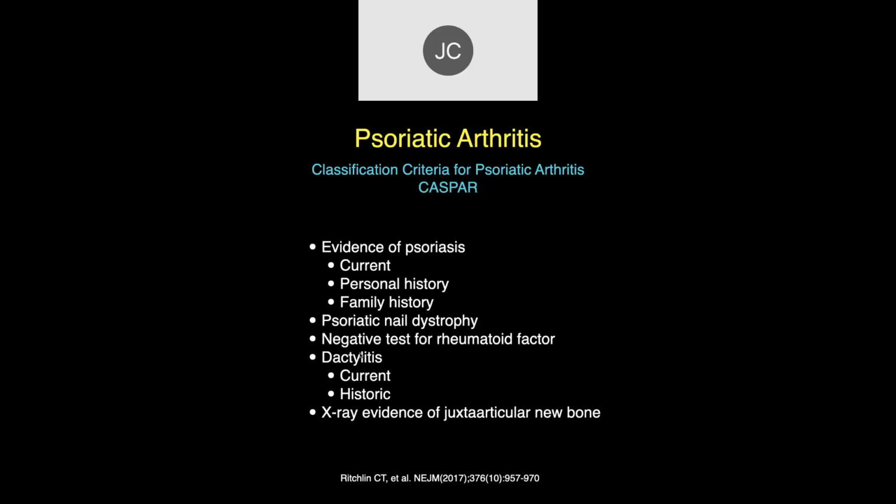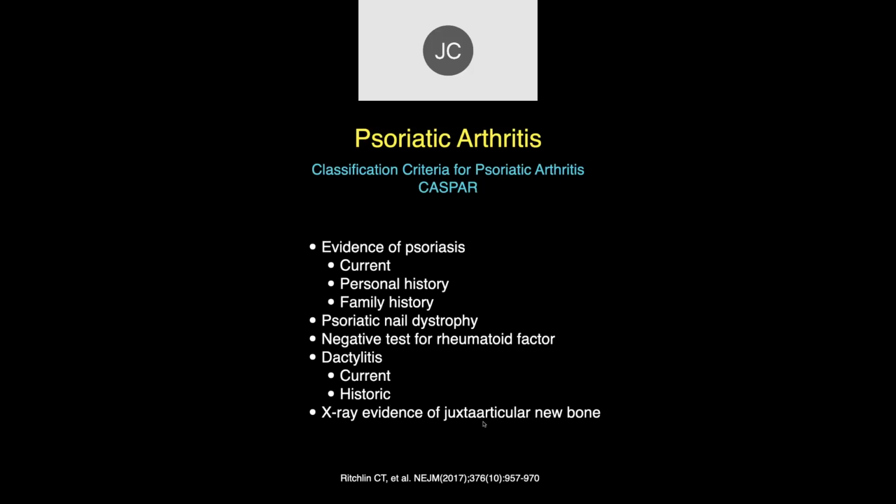And then something that's very characteristic of psoriatic arthritis is dactylitis, where you have one digit that becomes swollen and kind of universally inflamed, involving all the soft tissue elements of that digit. And it's really not seen in other diseases. The only other disease that can look like this is infection, if you have an infected joint. And you can use both current or historical evidence of dactylitis.